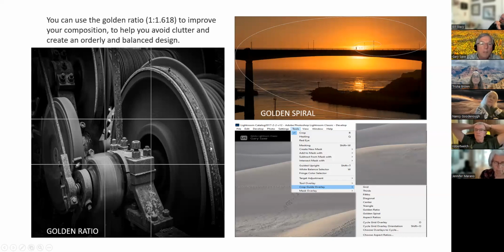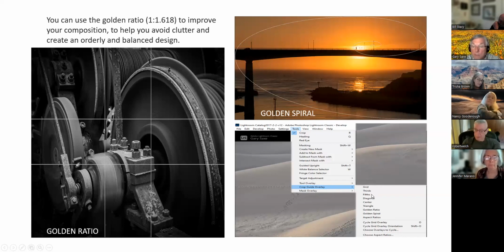Now, I said something about Lightroom overlays. If you're curious about where to find these overlays, if you go into Lightroom Classic, the upper left-hand corner, we can see the File, Edit, Develop, Photo Settings, and Tools. We want to rest on Tools and come down and check Crop. If we go down a ways, we want to select Crop Guide Overlay. Then it will show you each one of the overlays that we've just talked about.